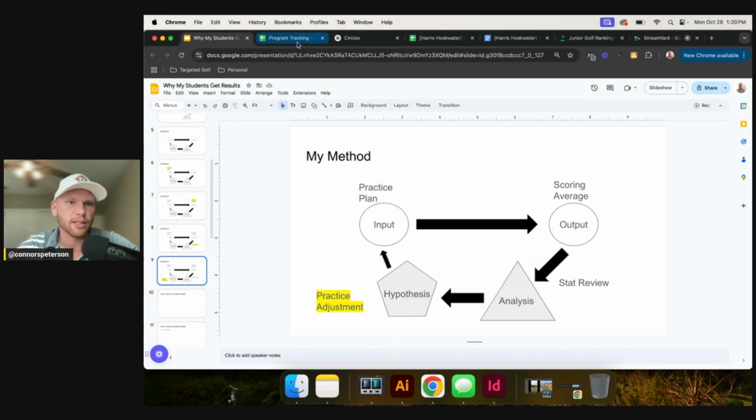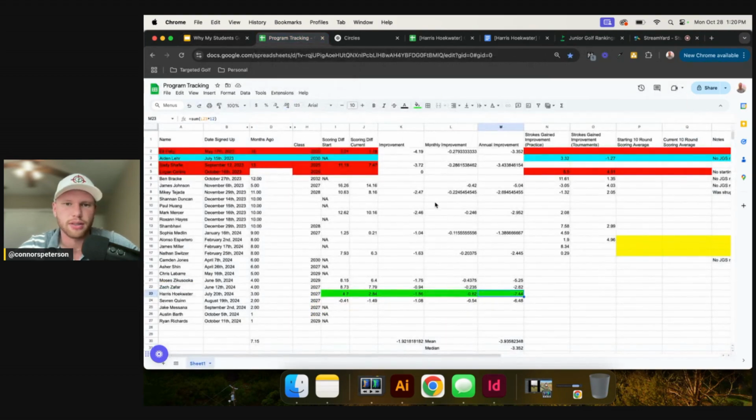But one of the things that I want to draw your attention to, and I'll transition into how I cheat this a little bit for myself. One of the things you'll see here is the average monthly improvement. In a lot of cases, it's like a quarter of a shot.